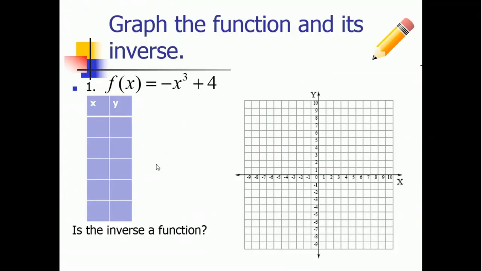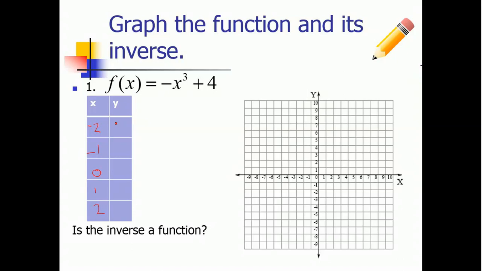So let's graph the function and then let's graph its inverse. You're going to want two kinds of colors, or one pencil, one marker, or something like that, so you can tell which is the regular and which is the inverse. So let's create a table here. I'm going to go -2, -1, 0, 1, and 2. I plugged them into my function here using my calculator.